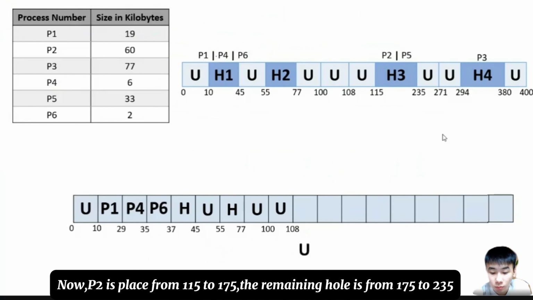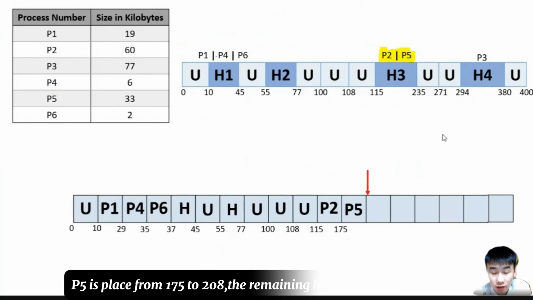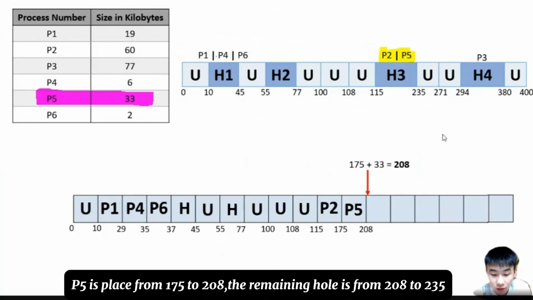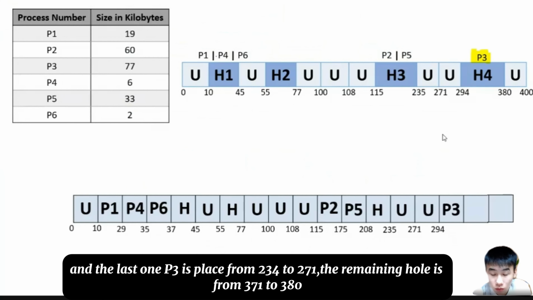Now P2 is placed from 115 to 175. The remaining hole is from 175 to 235. P5 is placed from 175 to 208. The remaining hole is from 208 to 235. And the last one, P3 is placed from 294 to 371. The remaining hole is from 371 to 380.